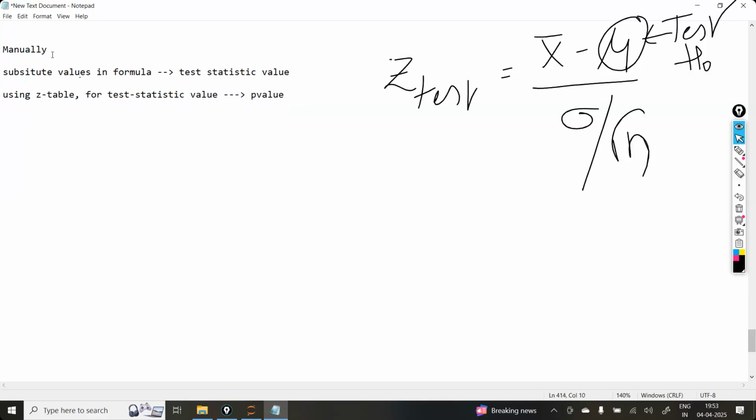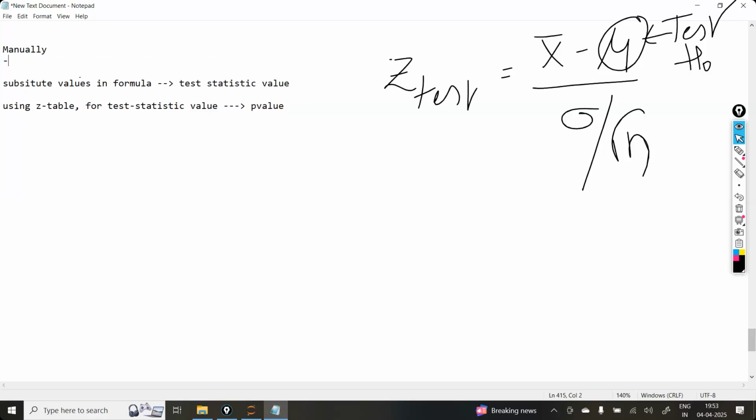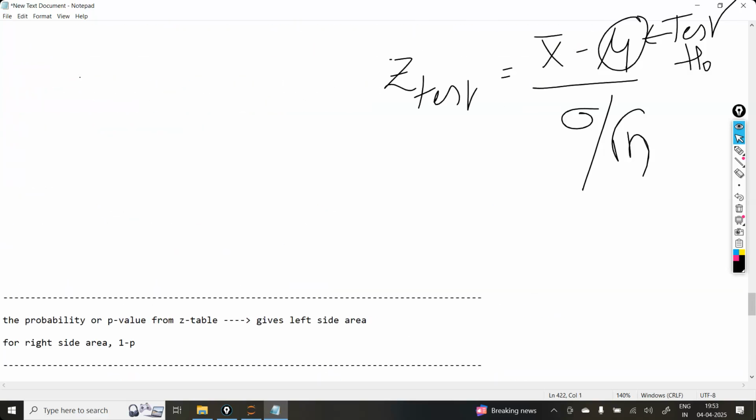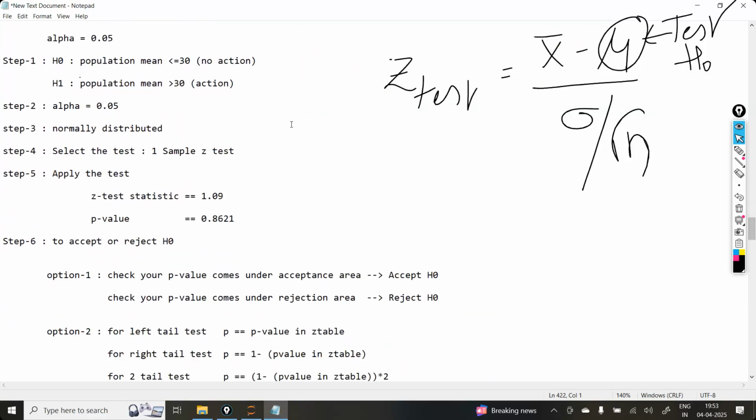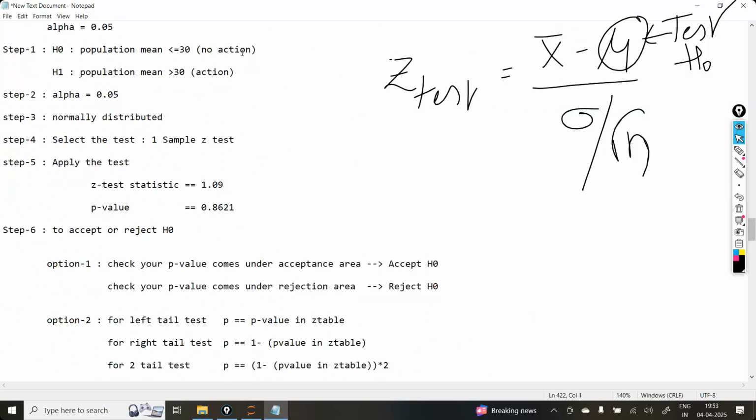Does anyone have questions in the manual method? Yesterday, whatever problems we have solved, like, open your pizza example. The first example, whatever we have done in the pizza. In the pizza example, first we have written the null and alternate hypothesis. After writing the null and alternate hypothesis, alpha.